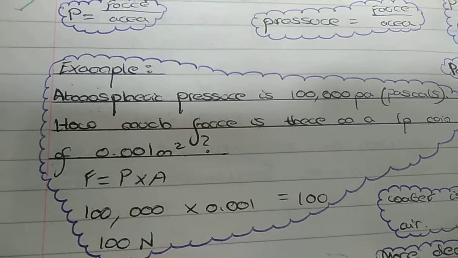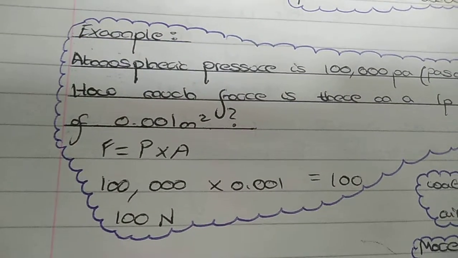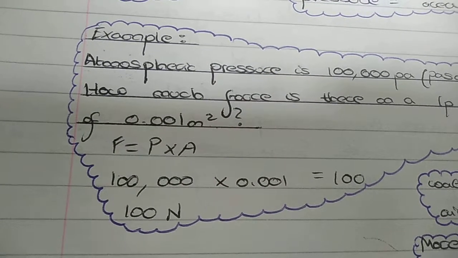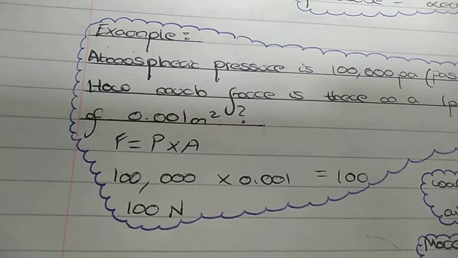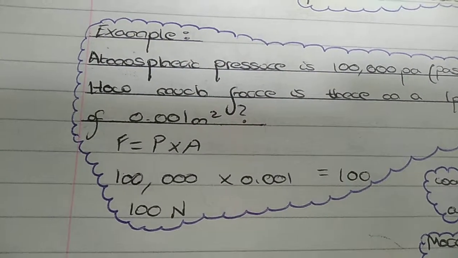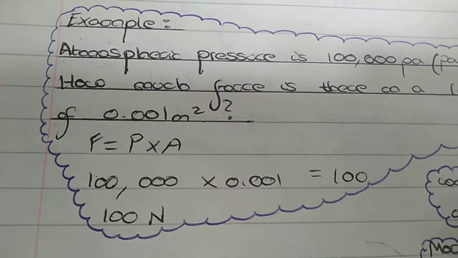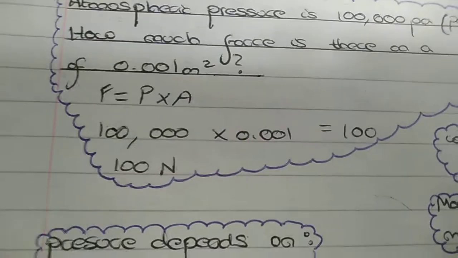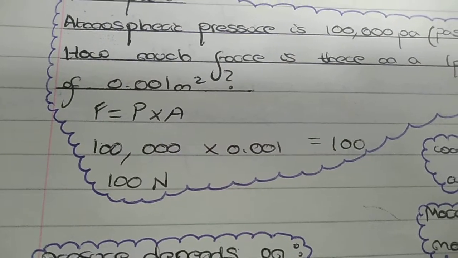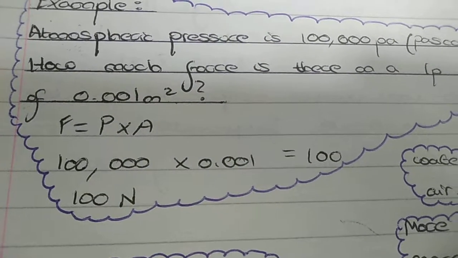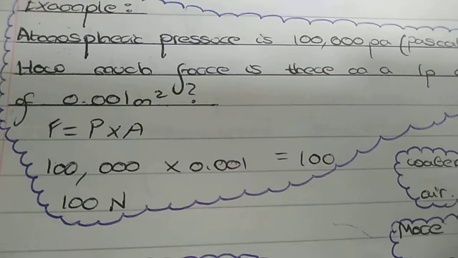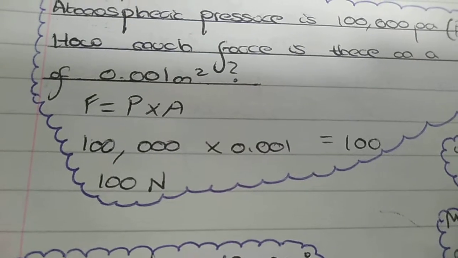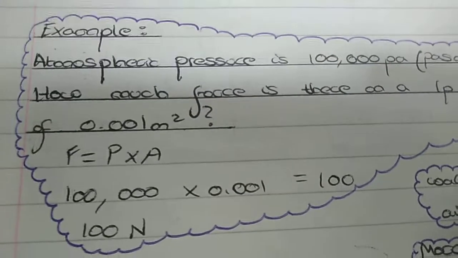Down here we have an example. Atmospheric pressure is 100,000 pascals. How much force is there on a 1p coin of 0.001 meters squared? Well, all we need to do is use the equation F equals P times A. So, we do 100,000 times 0.001, which equals 100. So therefore you get 100 newtons. That is good to know.